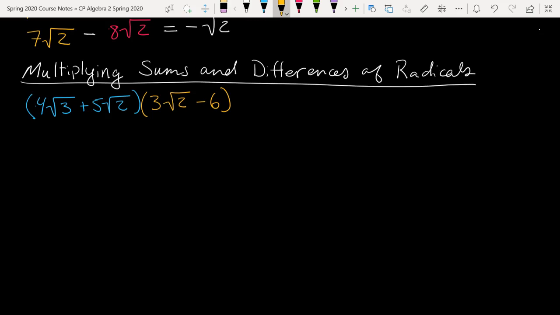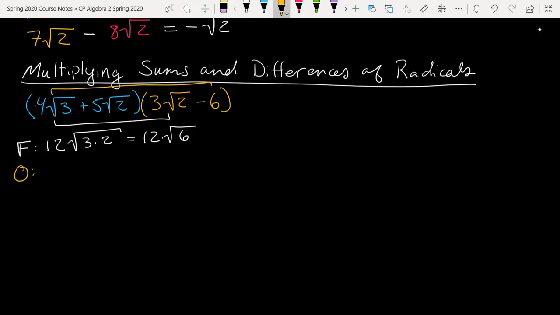These are really just binomials, and when we multiply them, we can FOIL them out, distribute them just like we do any other binomials. Let's FOIL to make this as simple as possible. We're definitely going to use the product property here. So our first term, multiplying those together, gives us 12 times the square root of 3 times 2. That simplifies pretty easily. Our outer terms, well, that's -6 times 4. That's -24 times the square root of 3.